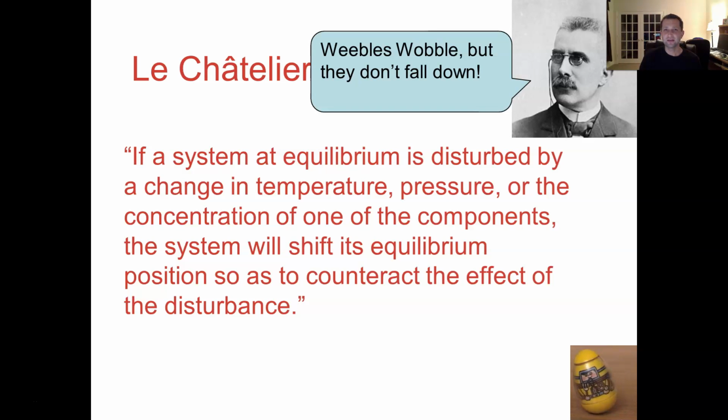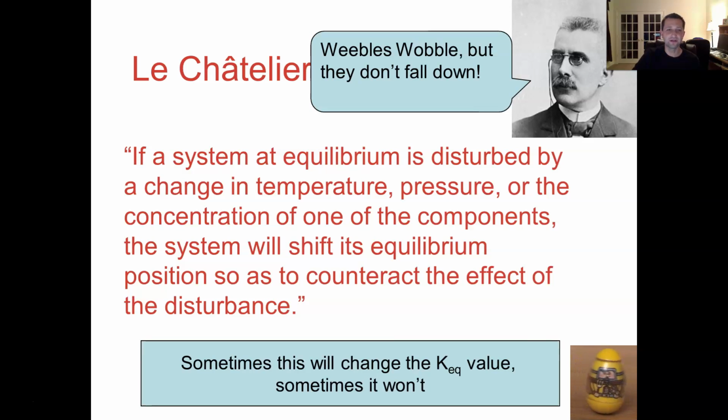As Le Chatelier famously said, weevils wobble but they don't fall down. That's the image here in the bottom right hand corner. I showed you that as we introduced this unit, I think in the first lesson when I taught equilibrium constants. So equilibrium finds a way, right? What we talked about throughout the unit so far, it's no different here. It finds a way to counteract the stress you place on the system. It finds a way to keep that KEQ or KC or KP value the same.